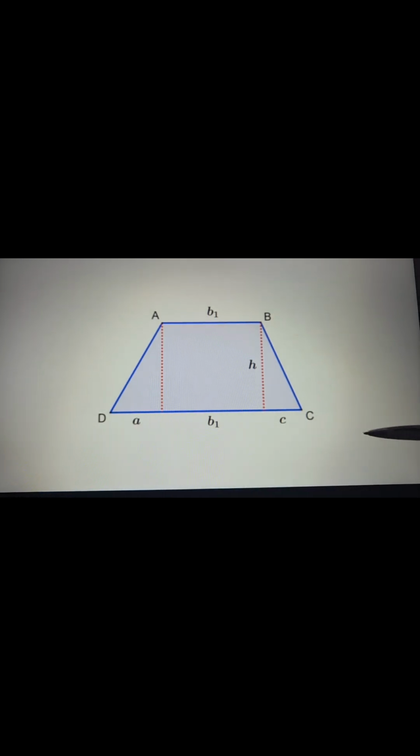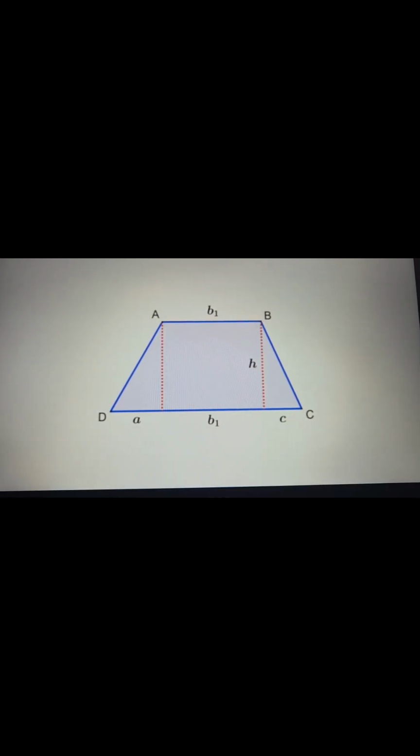So if we look at this illustration of a trapezoid, we see that line segments AB and DC are parallel, and line segments AD and BC are not parallel. So as long as this geometric shape has one pair of parallel sides, it is a trapezoid.